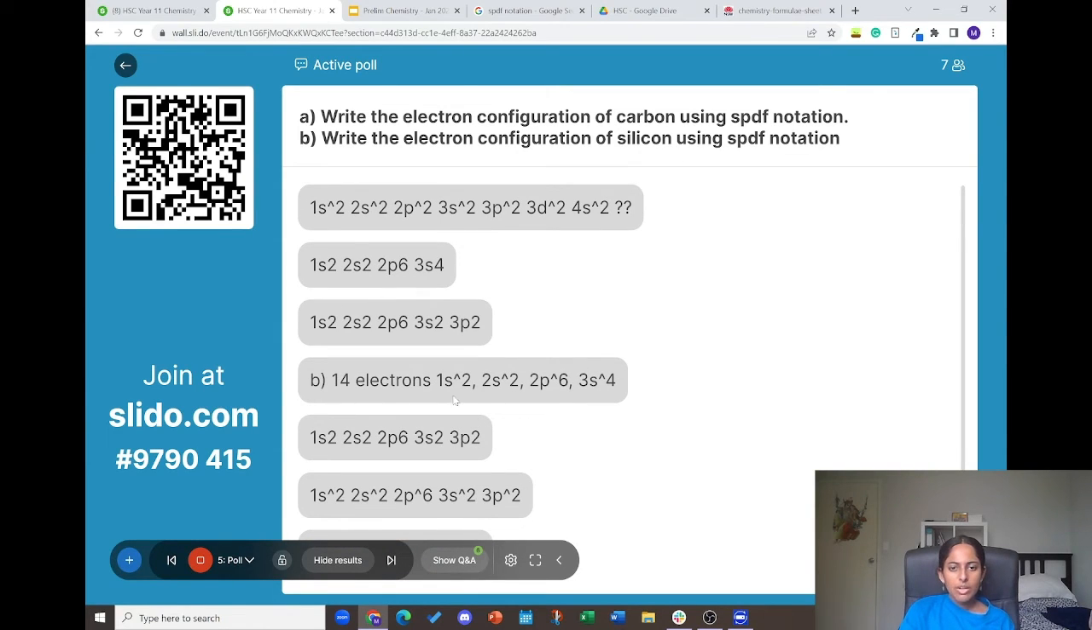The people who said 1s squared, 2s squared, 2p6, 3s squared, 3p squared, that's correct. 3s4 doesn't exist because the s subshell can only hold 2 electrons. For those who said 1s squared, 2s squared, 2p squared, no. Typically the p subshell can hold 6 electrons. So why would it be holding only 2 electrons? Because remember how, according to Hund's rule, you want everything to be filled up. So it wouldn't exist as 2p squared.